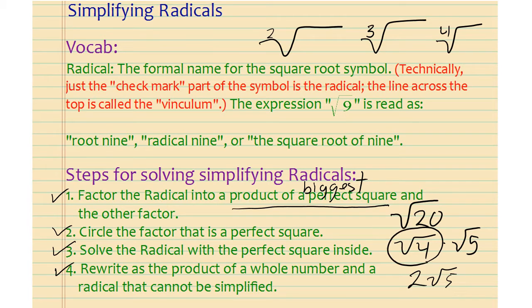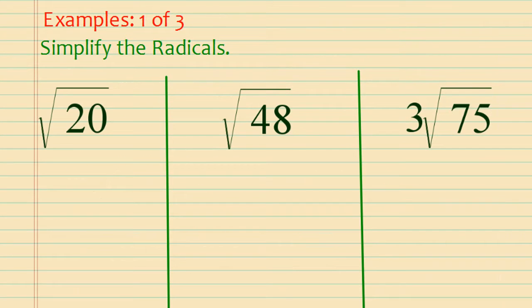This is our perfect square. This is the number that is not a perfect square. All right, so we just did the square root of 20. Again, we rewrite that as the square root of 4 times the square root of 5. Square root of 4 is 2. Square root of 5 is the square root of 5.